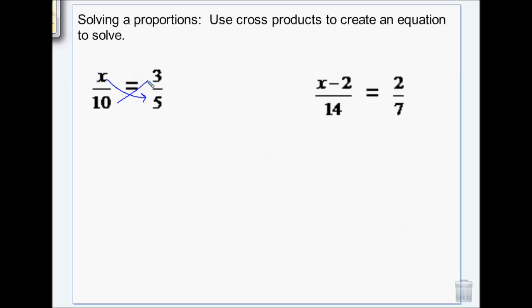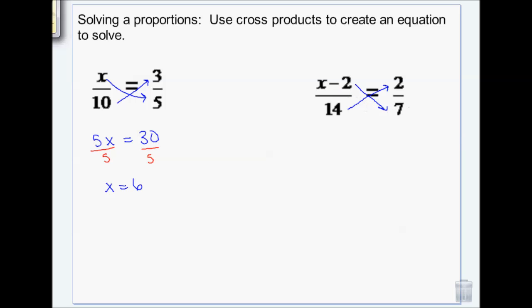I'm going to cross multiply, and I'm going to have x times 5, that's 5x, equals 30. Then I'll divide by 5. So x will be 6. We do the same thing here, even though it looks a little weird.